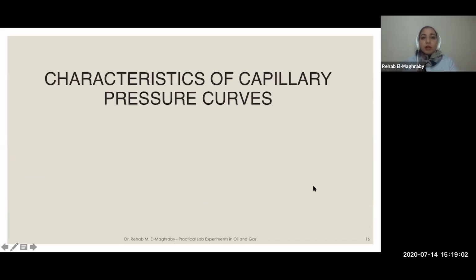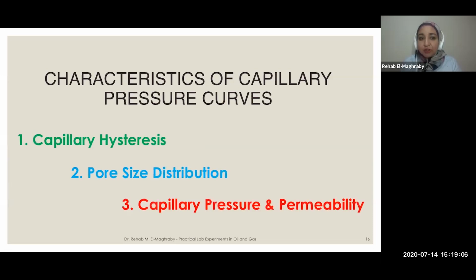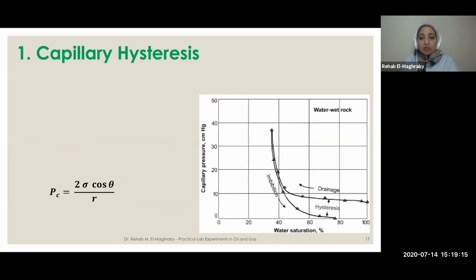So for the characteristics of the capillary pressure curve, we have 3 characteristics: capillary pressure hysteresis, pore size distribution, and capillary pressure permeability. I will talk briefly on this. As you can find here for this capillary pressure, the drainage has a curve, and this is the curve for imbibition.